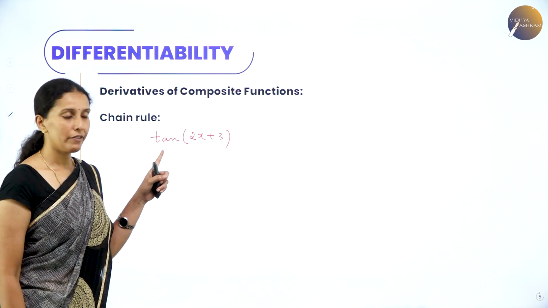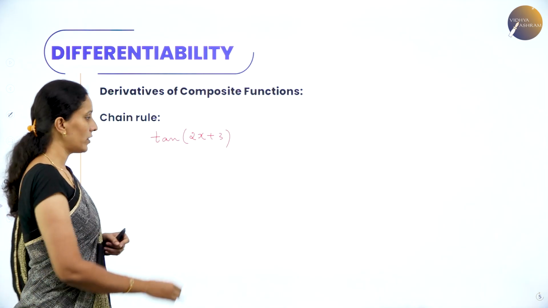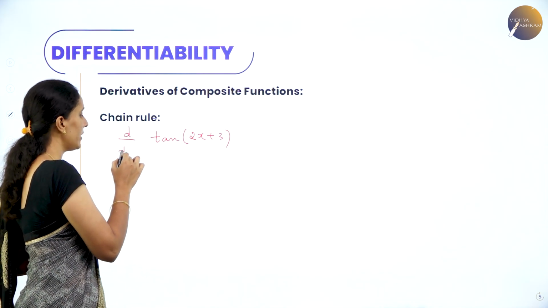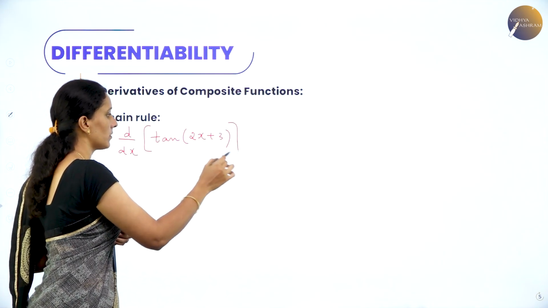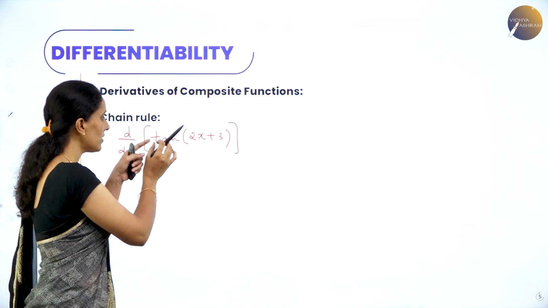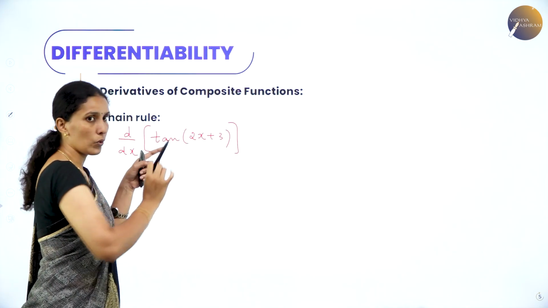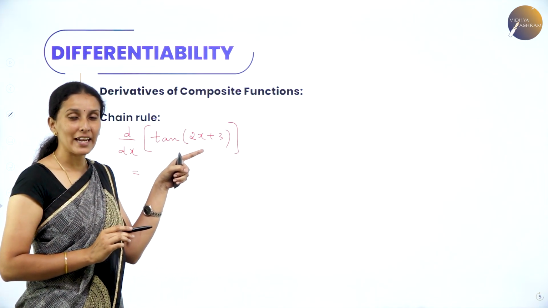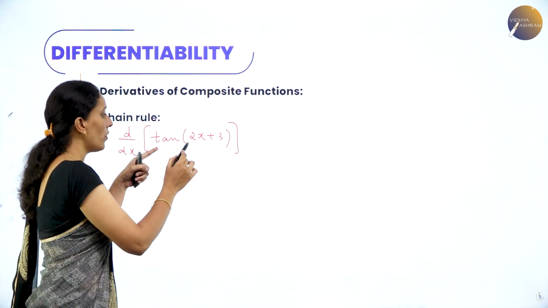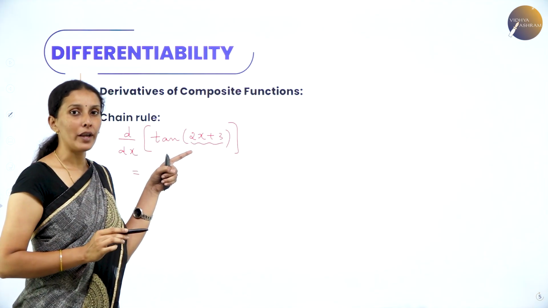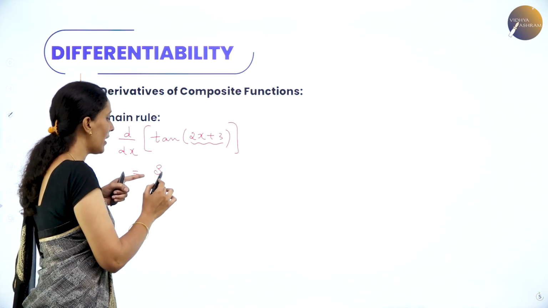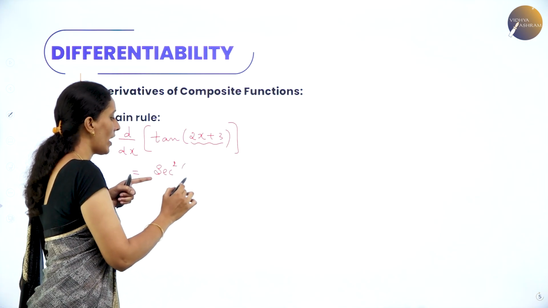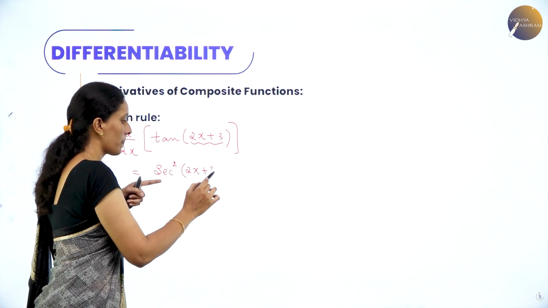Let me take one more example, that is tan of 2x plus 3. Now the function is given here. We need to find d by dx of this function. Let me consider this function in the form of tan x only. The derivative of tan x is secant square x. In the place of x, we have 2x plus 3. So we write the derivative as secant square of 2x plus 3.